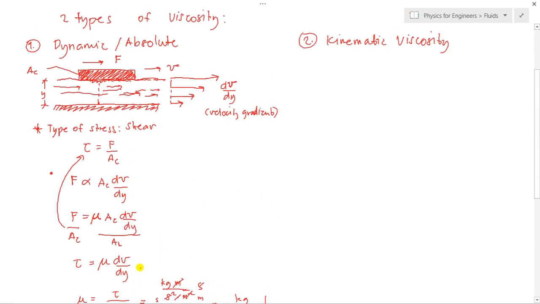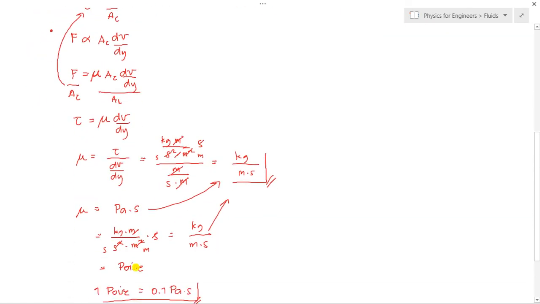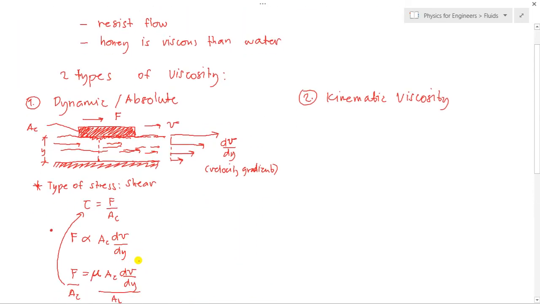So walay pangutana, then proceed ta sa kinematic viscosity. So sa kinematic viscosity class, ang formula for kinematic viscosity, this is just the ratio of our dynamic viscosity over the density of the fluid. So ang kinematic viscosity abbreviated as V.